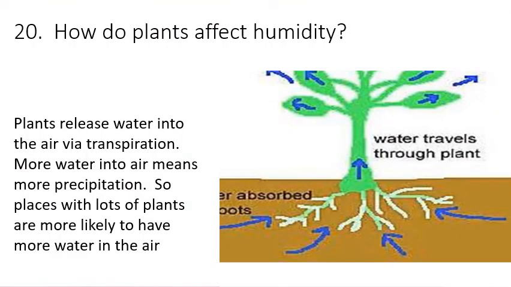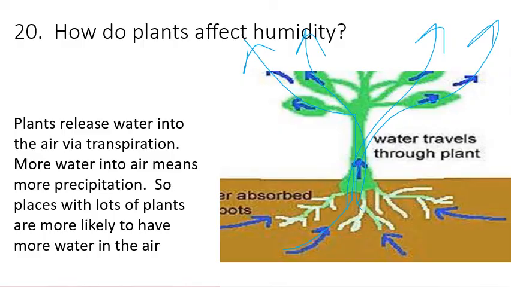Now, how do plants affect humidity? Well, plants are important because plants take water from the ground, they bring it up through the roots, and they actually spit it out into the air. So places that have a lot of plants are going to have a higher humidity, as opposed to some place where there aren't any plants taking water out of the ground, the water just stays in the ground and you would have lower humidity.